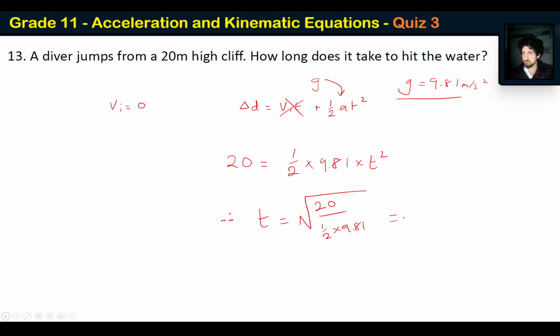Which is equal to 20 divided by 5 is 4, and this is pretty close to 2. 20 divided by 0.5 times 9.81, and square root of, yeah, so it's 2.02. I'm just going to say 2 seconds, and that's fine.